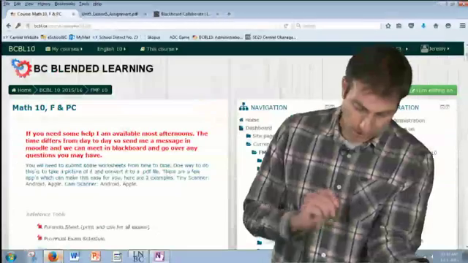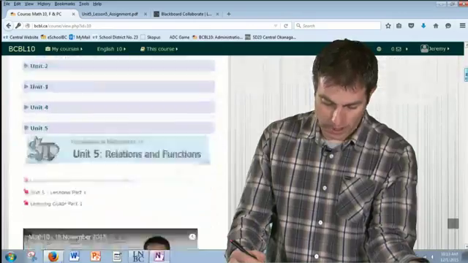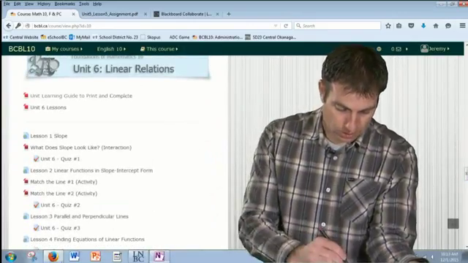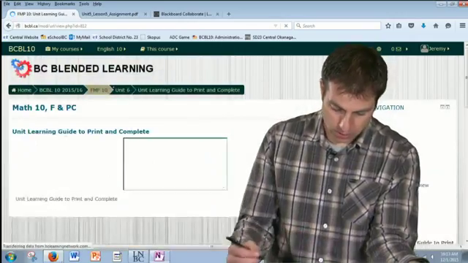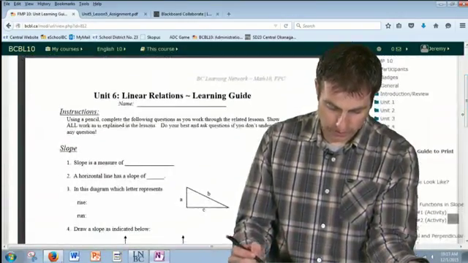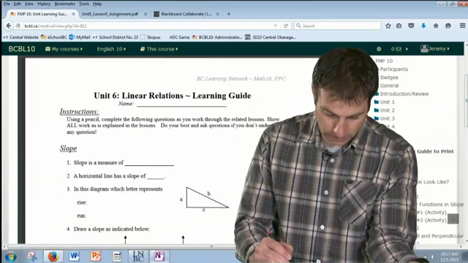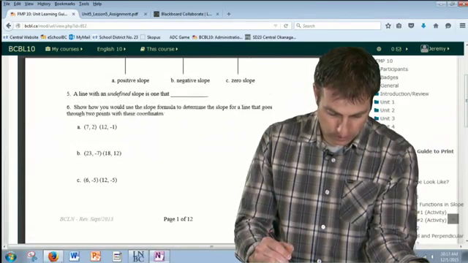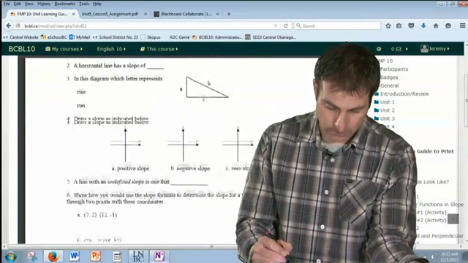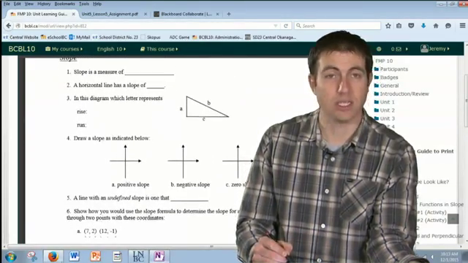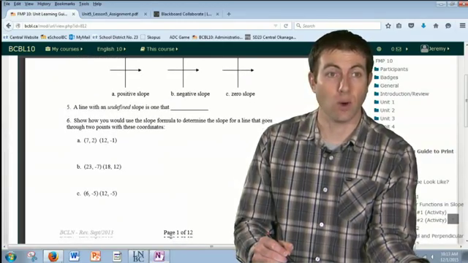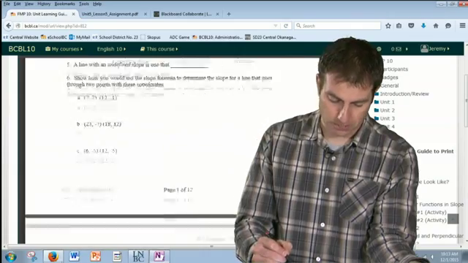All right, I will go over the learning guide, and then Alex, I can go back and look at some function notation stuff. Learning guide to print and complete. All right, slope is what we've done today. So the first little bit is just using the definitions, rise over run. And then you get to number 6, and it asks you to use the formula. So do your best there.